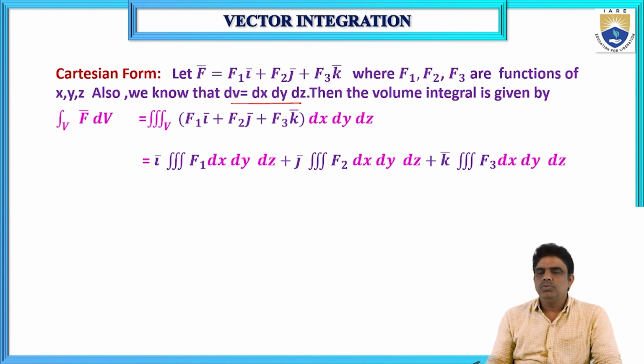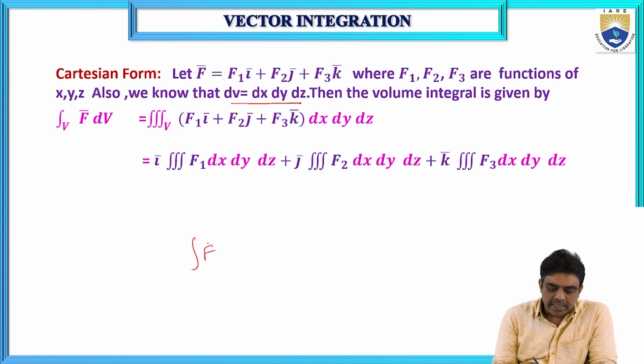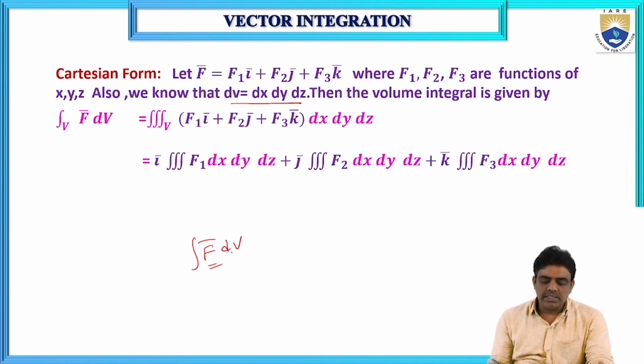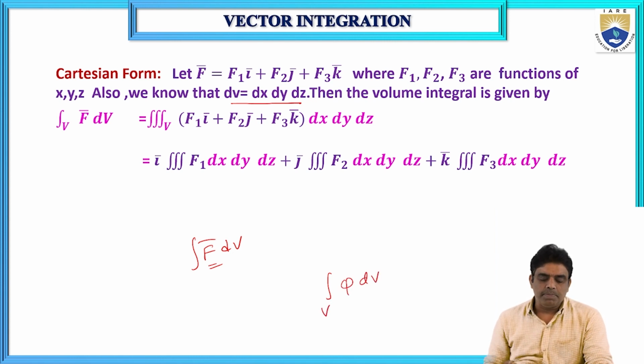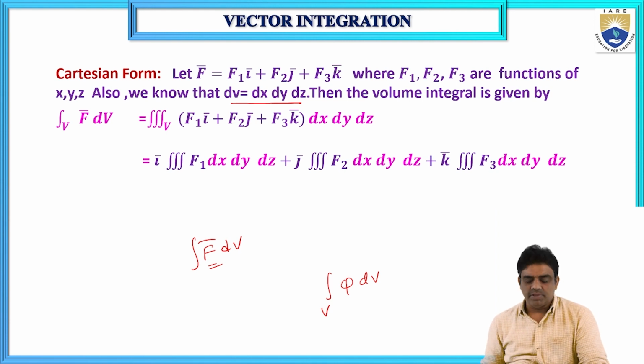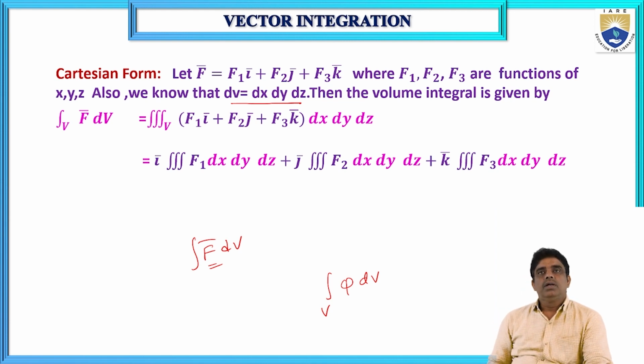So if you want to find the volume integral, you need to calculate the integral of f bar dv, where f bar is any vector point function. Or sometimes you can calculate the scalar point function into dv over V also. That is also a triple integral over the volume of the region V. Now we will see some examples of how to solve them.